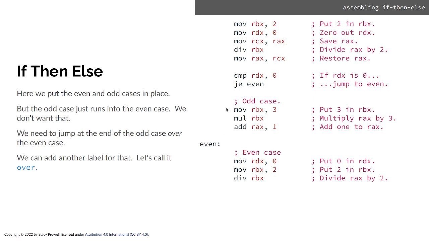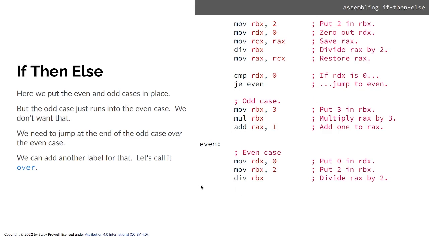Now, will this work? Is this what we want? Let's think. I flow through here. I come here and either I do this for the odd case or I come down here for the even case. But in the odd case, I just fall right through and do the even case. I don't want to do that. So I need something to help me get around the even case. I need a branch or a jump or something to take me around the even case.